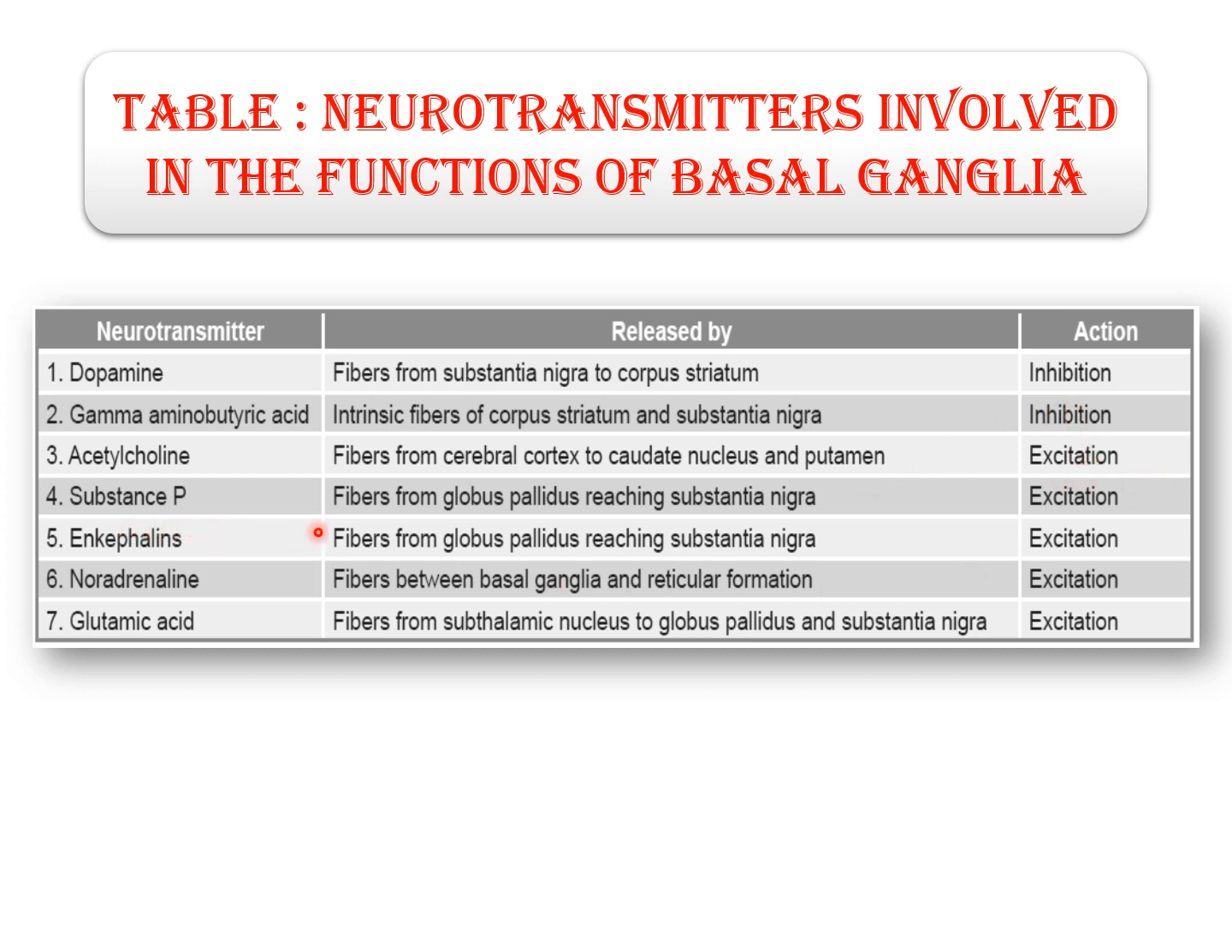Then substance P, released by fibers from the globus pallidus reaching the substantia nigra, and its action is excitation. Then enkephalins, released by fibers from the globus pallidus reaching the substantia nigra, action is excitation. Then noradrenaline, released by fibers between the basal ganglia and reticular formation, action is excitation. Then glutamic acid, released by fibers from the subthalamic nucleus to the globus pallidus and substantia nigra, and its action is excitation.